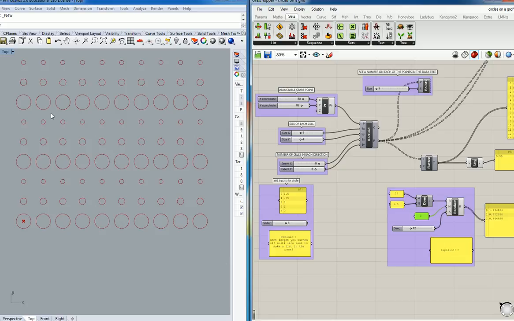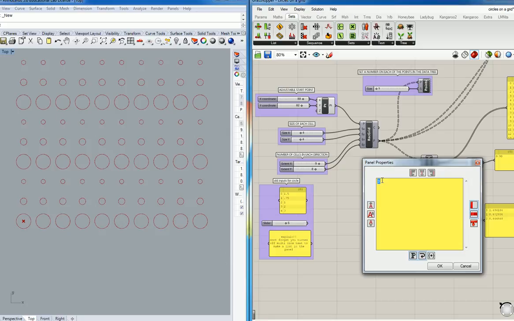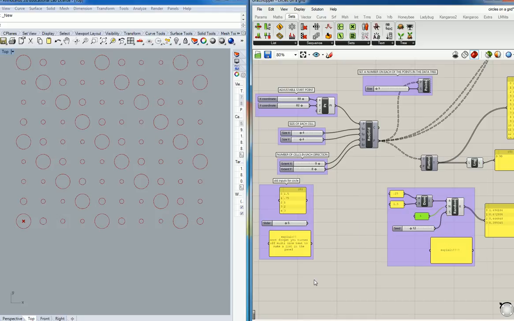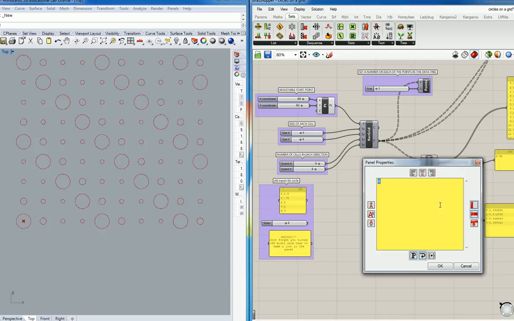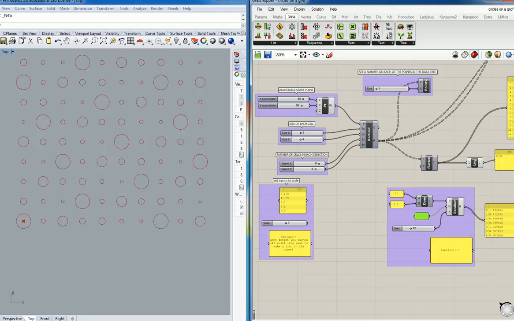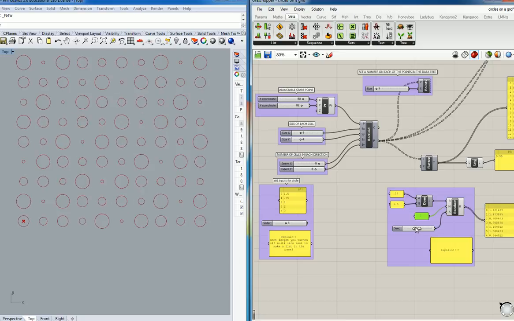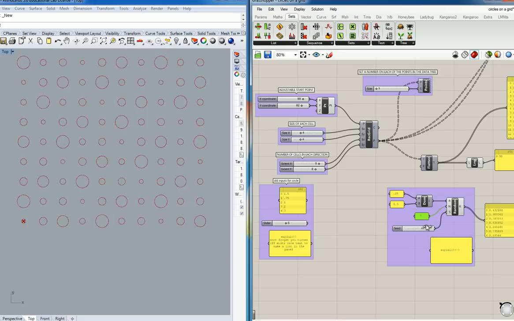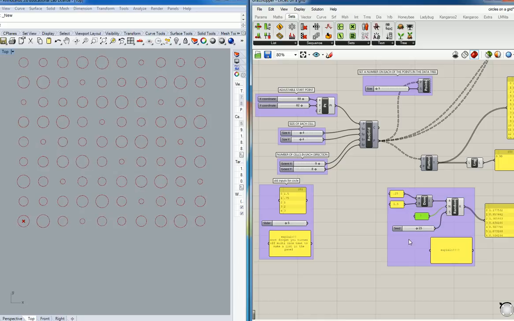Oh, 3 is a multiplier of 6, so it flattened it out. All right, let's try 4. We could try 7. Okay? And by changing those numbers, you can, using the data, get this massive amount of variation.